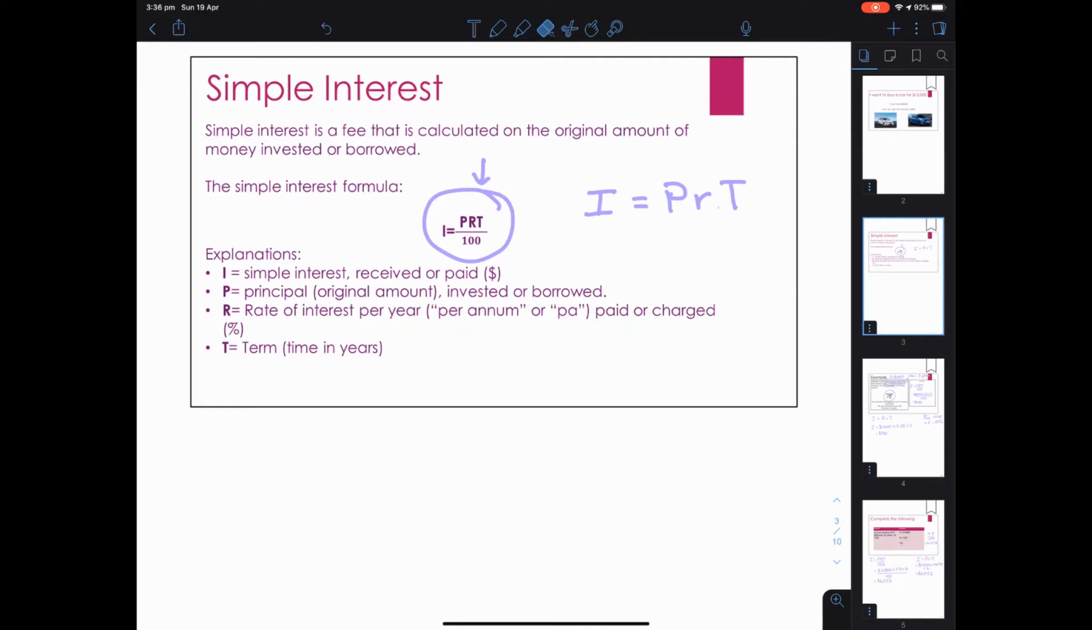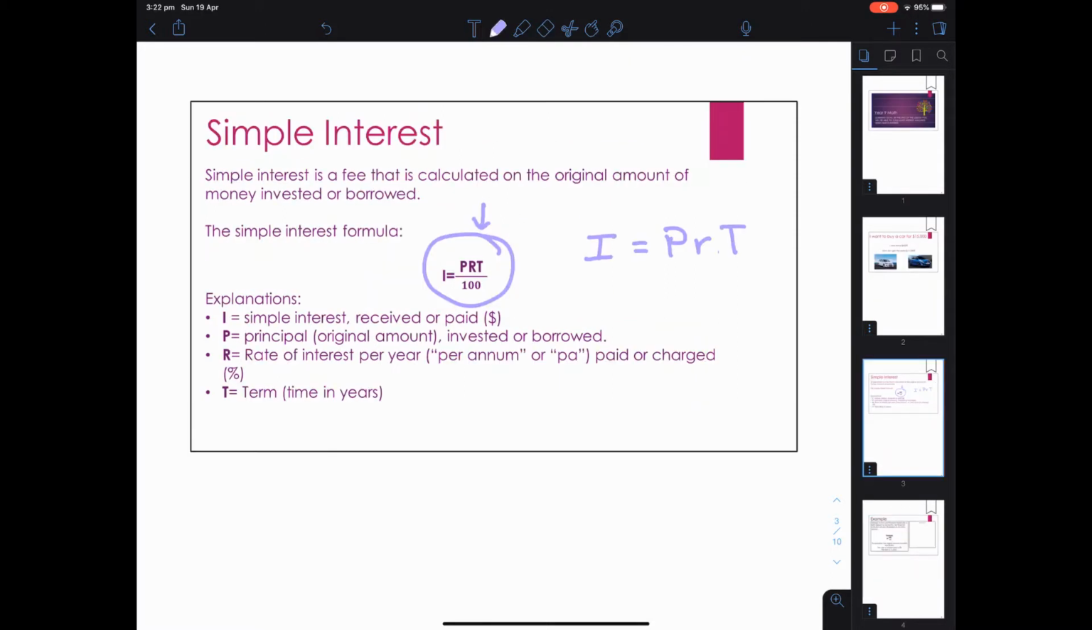Our I is our simple interest, which is the amount that is either paid or received when you take out a loan or you make an investment. This is the extra money, so this will be a fraction of the amount that you've put in, and that's how much extra you're going to pay in interest. Our P is our principal amount, or the amount that you've either invested or borrowed. In our example before, this would be our $11,000.